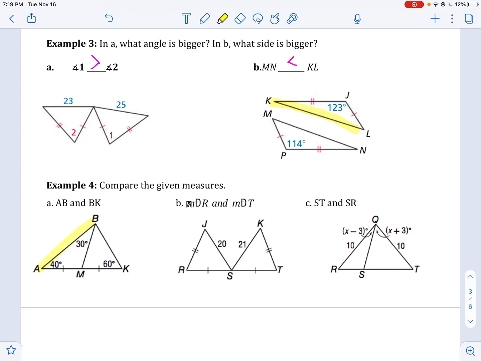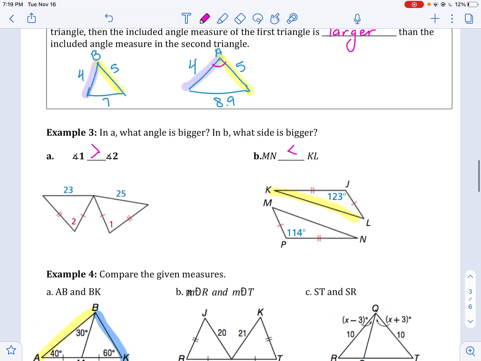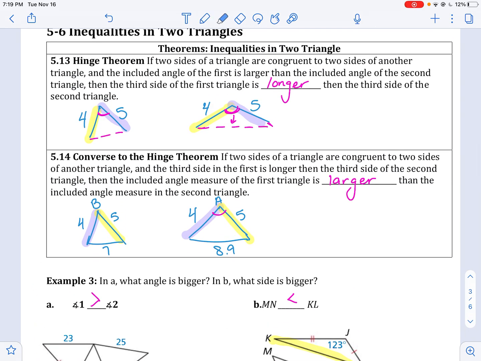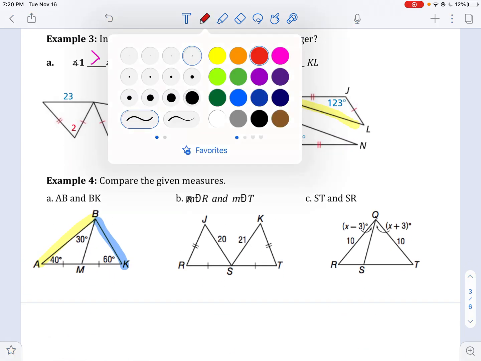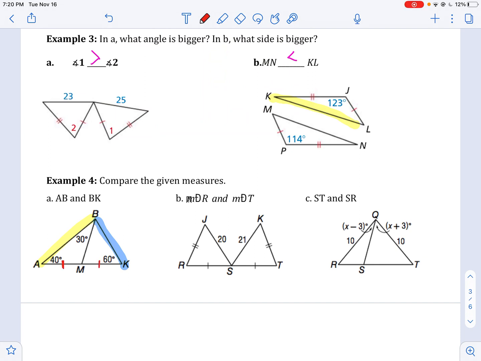And here, I want to know about AB and BK. But a quick side note, I need to go back to my theorem. If two sides of a triangle are congruent to two sides of another triangle, I don't have that yet. All I have is one pair of congruent sides right there. So I'm going to need to find a second pair of congruent sides in order to use my Hinge theorem. And luckily enough, I've got this reflexive property shared side MB. So now I can use my Hinge theorem.